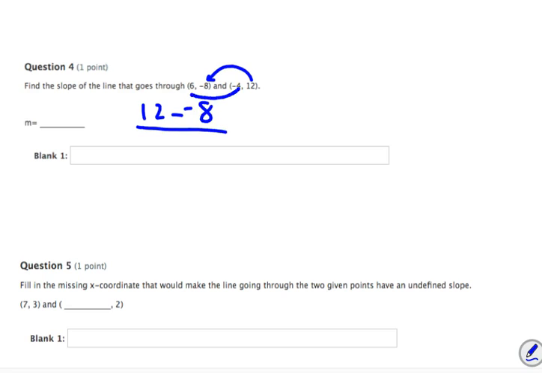On the bottom, I have to start with the -4 because I started with the 12 on top. I get -4 minus 6. On top, I get 12 plus 8, 20. Bottom, -4 minus 6 is -10. Make sure you simplify it, and you get -2. So the slope, the answer to that one, was -2.